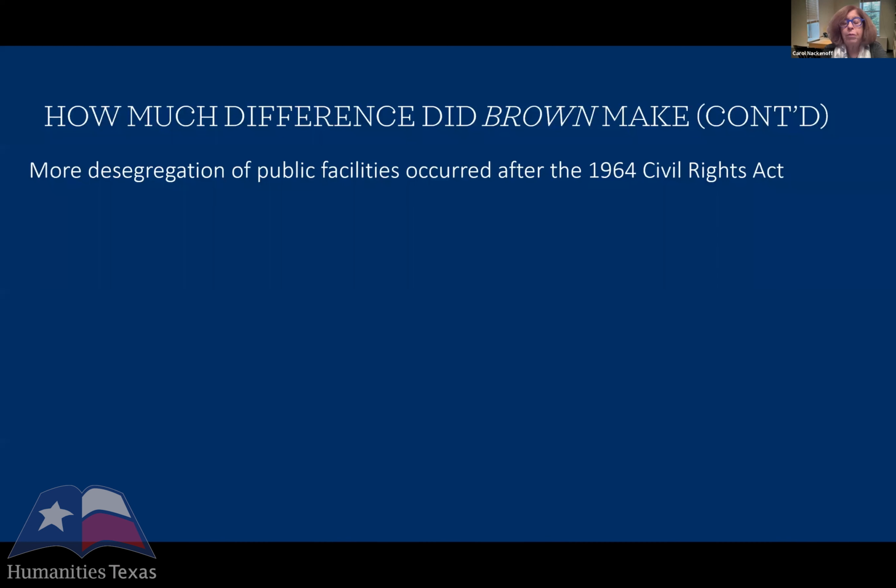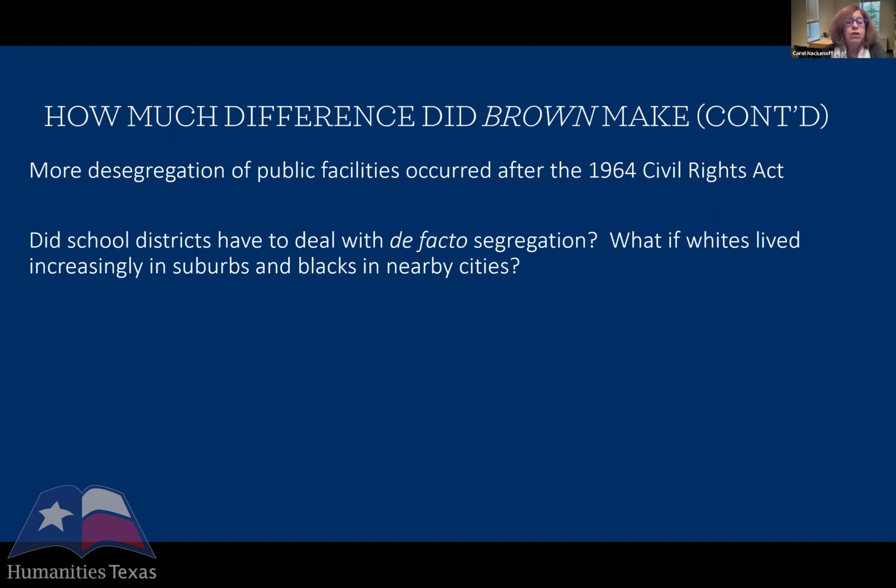There was more desegregation of public facilities after the '64 Civil Rights Act, where the receipt of federal money was actually conditioned on compliance, on desegregating hospitals and other facilities. Did school districts have to deal with de facto segregation? What if whites moved increasingly to the suburbs and Blacks were concentrated in nearby cities? Could you achieve some kind of racial mixing across jurisdictions? The court eventually says, no, you cannot force busing across jurisdictions like that.